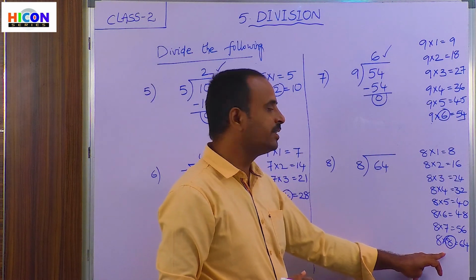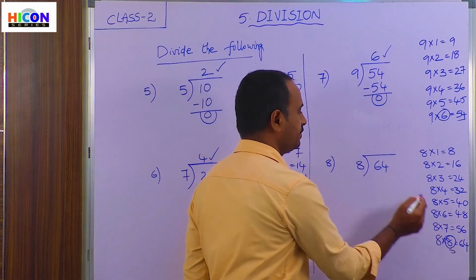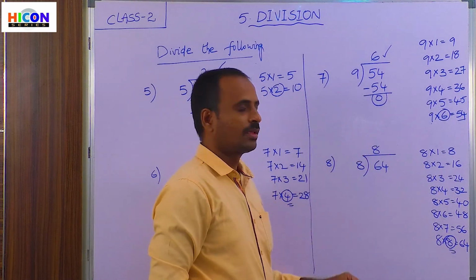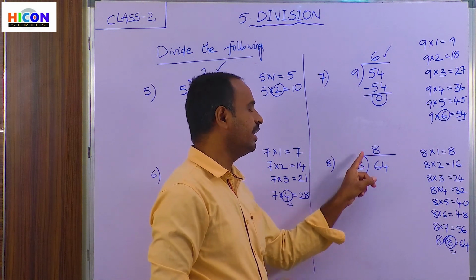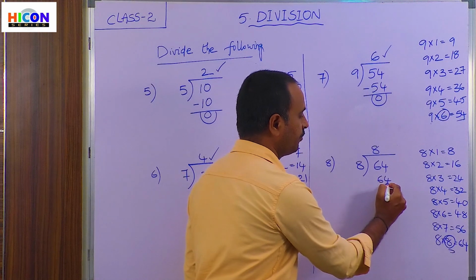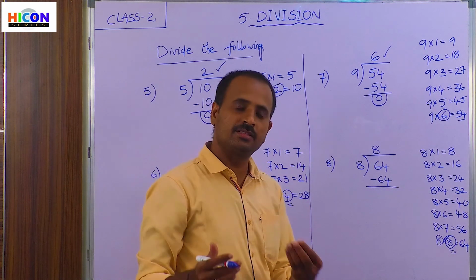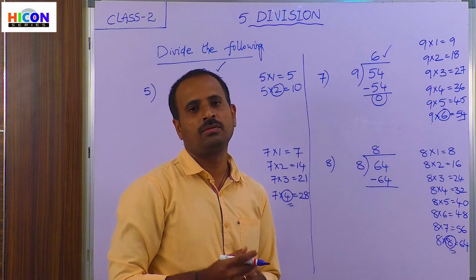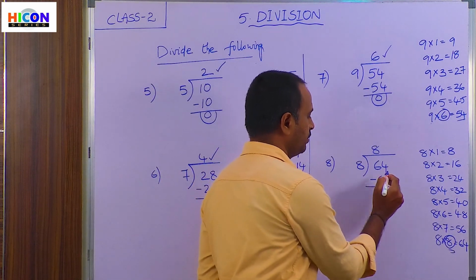So write this 8 in the quotient on the line above the dividend. So now multiply these two numbers, that is 8 into 8. That is 8 eights are how much? 64. Write the product 64 below the dividend and subtract. 64 minus 64. Children, how much? 0. So the remainder is 0.